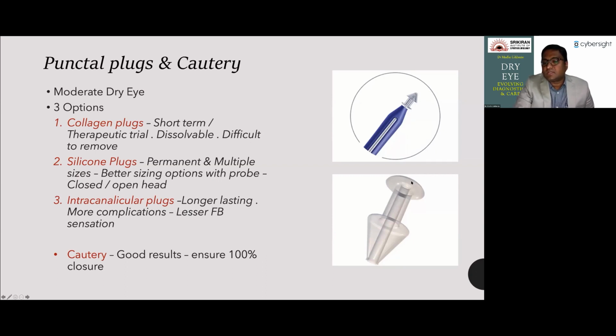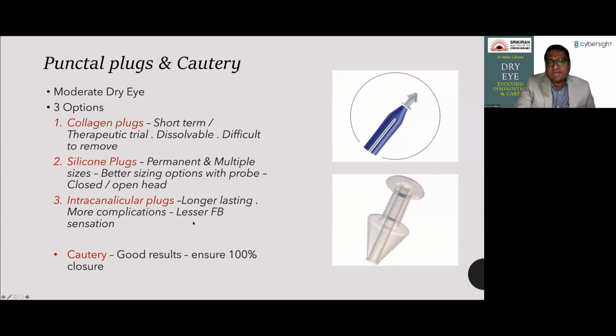Here it is an open head, because sometimes we need to use drugs like cyclosporine or ribamamide or steroids. These drugs may not stay in the eye for a longer time, but when they are there, they get drained off easily, and you can still use lubricants when you use these open-headed silicone plugs. Intracanalicular plugs are very rarely used in our part because, although they are longer lasting, they are more associated with complications. The advantage with them is lesser foreign body sensation.